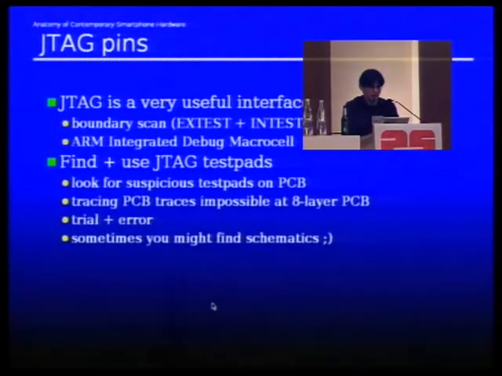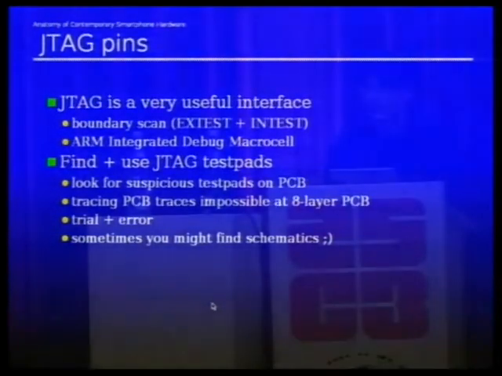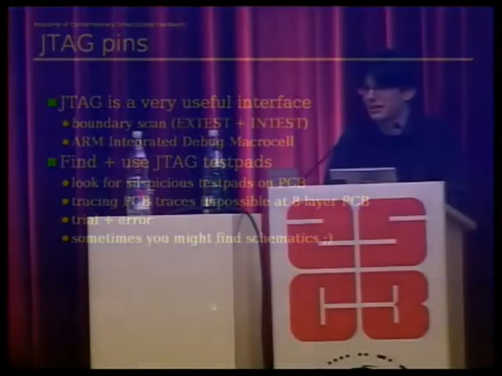The traditional method is, you look for the suspicious test pads on the PCB. Tracing the PCB traces on mobile phones, you can forget about that. You can do this on large devices, like maybe a Wi-Fi router or even larger devices, but on a mobile phone, no way. Typically 8-layer PCBs with very fine pitch, there's no way you can, with your eyes, trace where the lines go. So trial and error is a good idea.